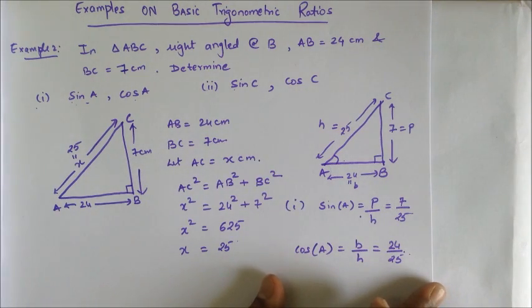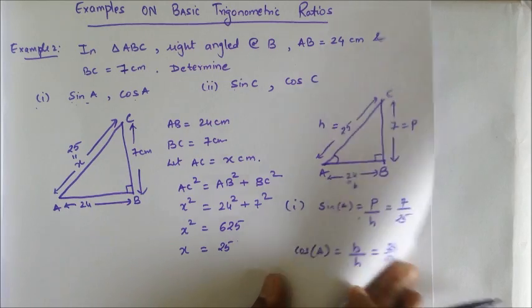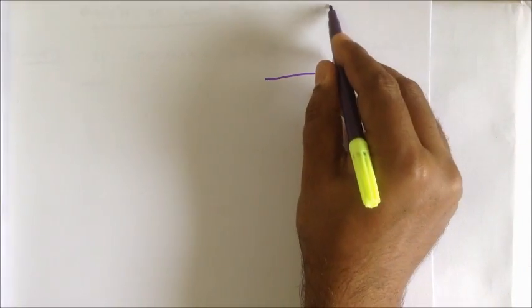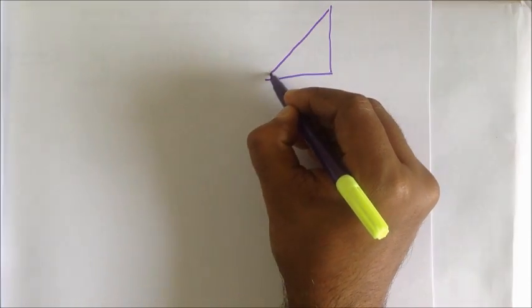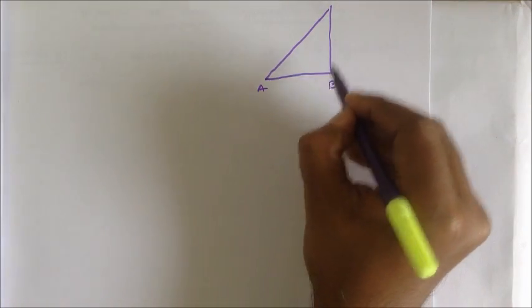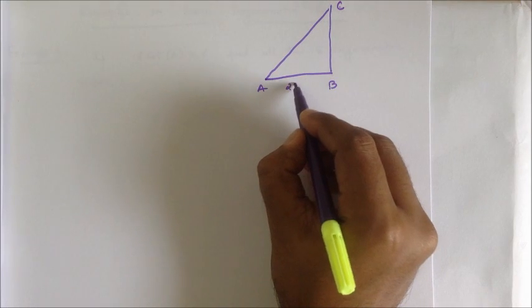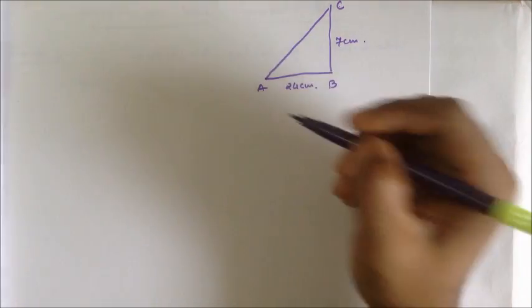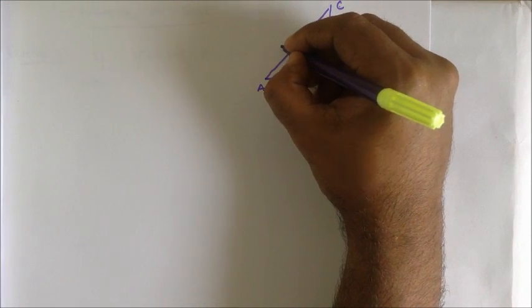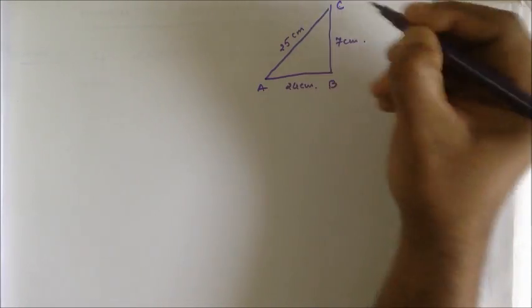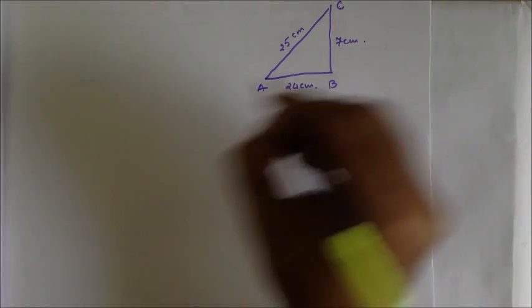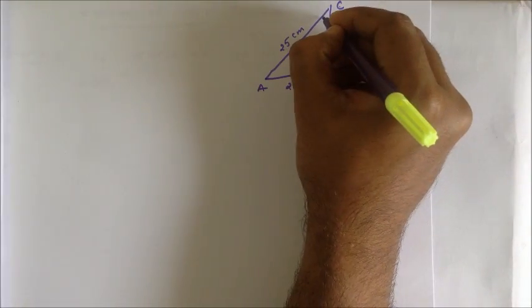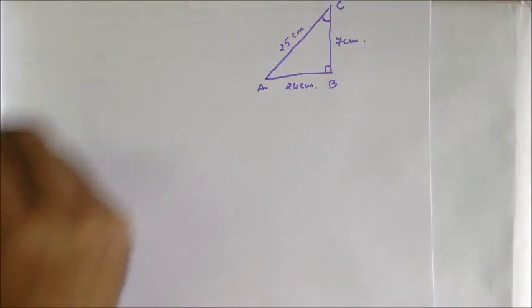So I'll draw this triangle once again. So we had triangle ABC. This was given as 24 centimeter. This was 7 centimeter, and AC, which was the hypotenuse, we calculated it to be 25 centimeter. It is right angled at B. Now we have to find for angle C.